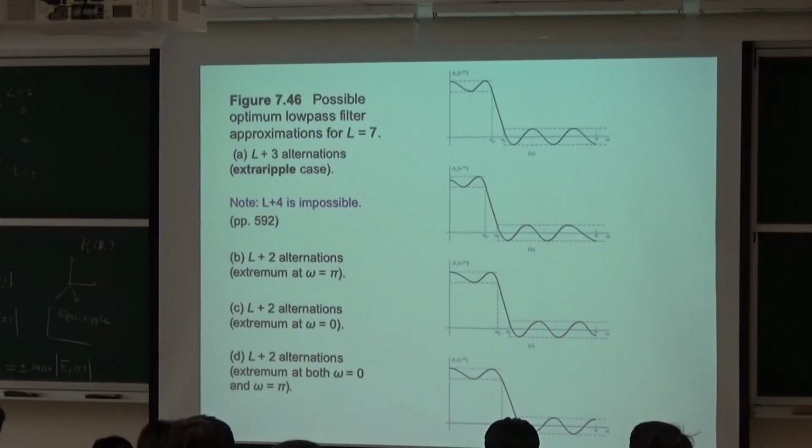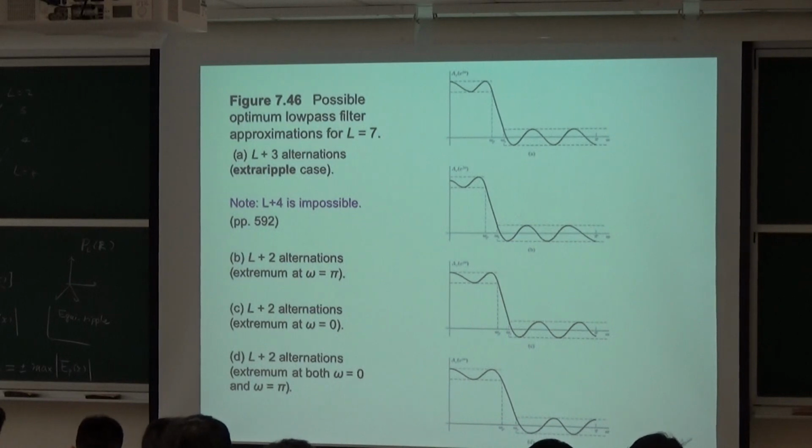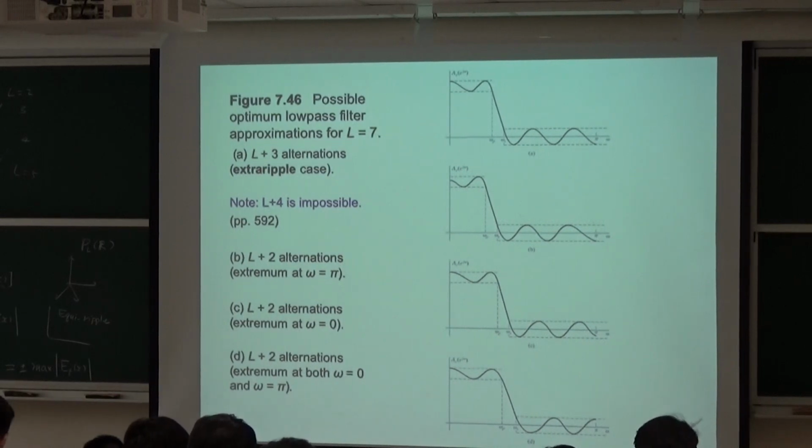Sometimes you do have an extremum at DC and/or Nyquist. And exactly what situation do we have an extremum at DC and/or Nyquist? It depends. It's kind of random. Any comment? Or it's not that important. Usually we care about the height of the ripple, not the exact location of the ripple.